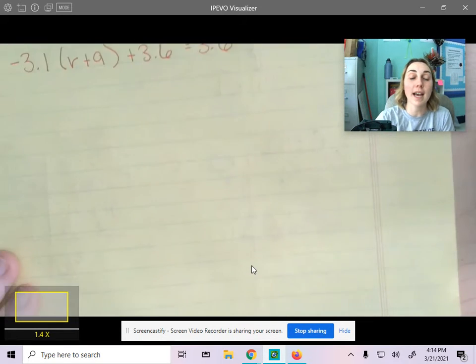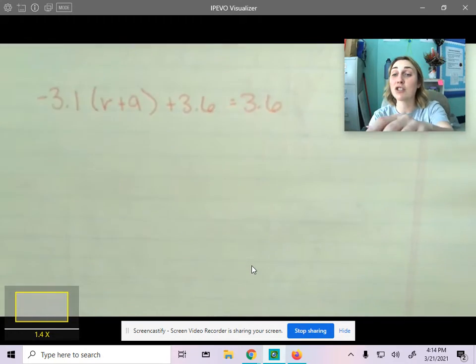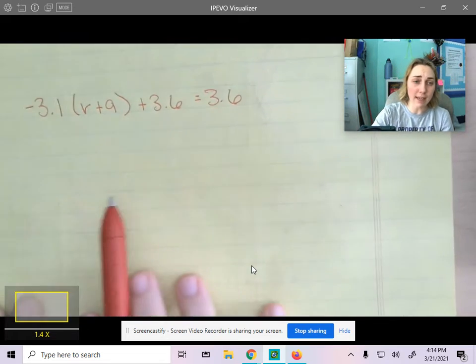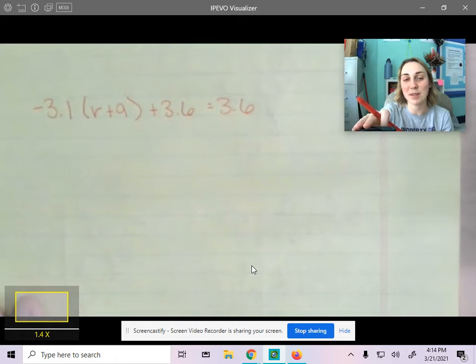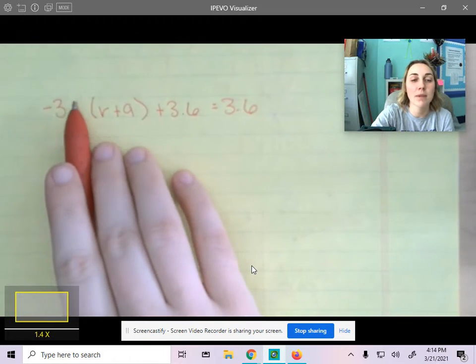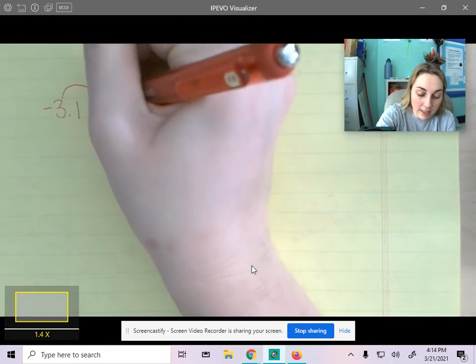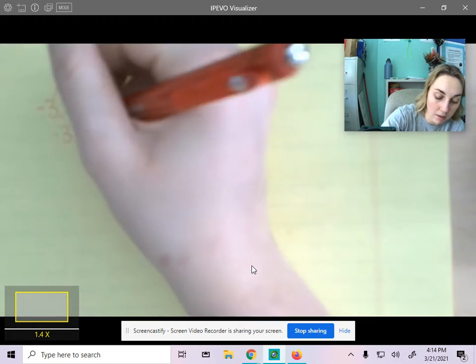Okie dokie. So guys, if you remember in my notes, if you can distribute at all, you have to do that first. So let's go ahead and do that. We can do that here. See, we have a number and then we have that next to parentheses. So we got to use the distributive property. So what that means is I'm going to take my outside number and I'm going to multiply it by everything on the inside. So -3 1/10 times 1r, well, that's going to give me -3 1/10 r.